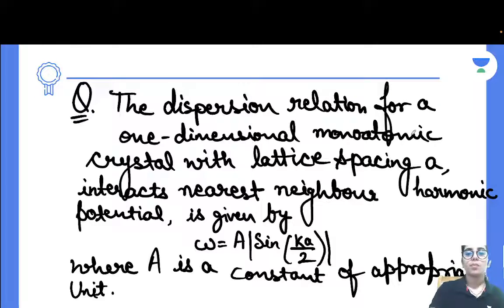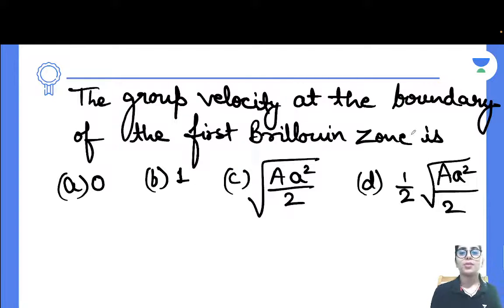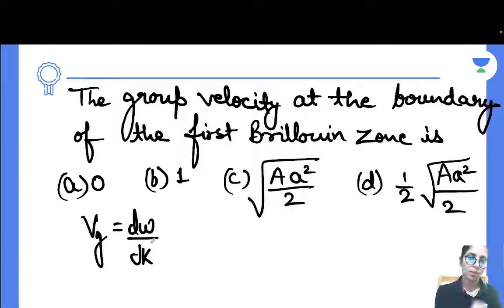So omega is given and you have to find the group velocity at the boundary of the first Brillouin zone. The first Brillouin zone boundary exists at k equal to plus or minus pi by a. Okay, and the group velocity formula is d omega by dk. That's what you have to consider.